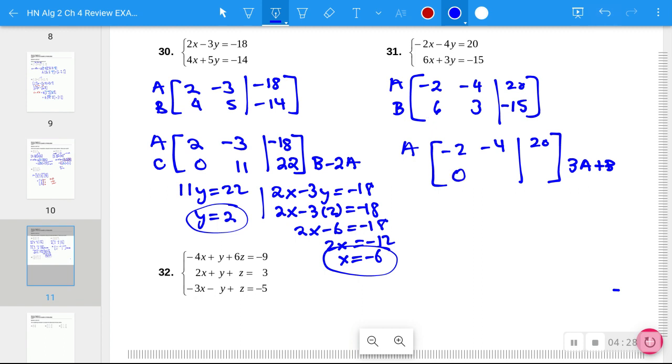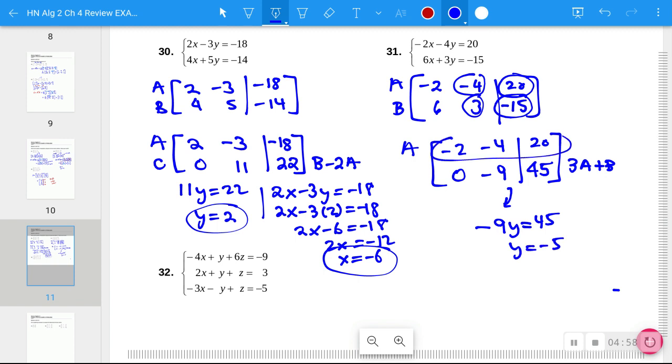So I'm going to triple this one, which would be negative 12, and add this one, which reduces it to negative 9. And then I'll triple this, which would be 60, and add the negative 15. That would give 45. So now I'm going to snap out of matrix mode. I got negative 9y equals 45 right there. And that would imply that y equals negative 5.